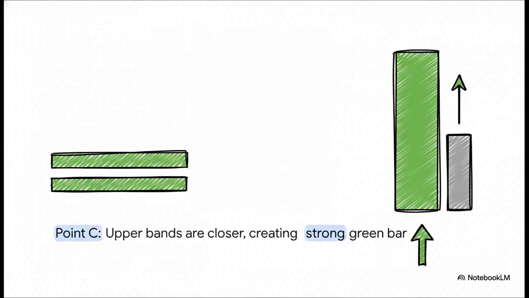And finally, to complete the picture, look at point C. This is the mirror image of point A. See how it's the upper bands that are getting squished together now? And, just like you'd expect, the histogram spits out a nice, strong, bright green bar. That's your confirmation. A clear uptrend is happening right now.